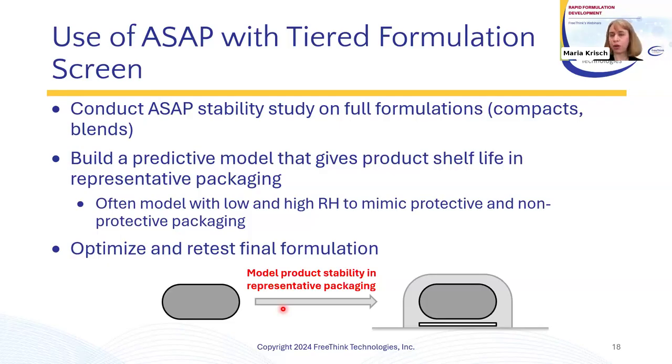If you're doing an overall rough screen, one thing you can do is assess the data instead of the specific packaging, and just look at low and high RH to mimic very protective and less protective packaging. Or you could do specific packaging and calculate the impact of that. Once you've assessed the full formulation, it's a good idea, and I'll talk about this more later, to optimize and retest your final formulation. Again, our goal is a model of product stability in representative packaging at storage conditions, and we want that model to work for the full formulations.